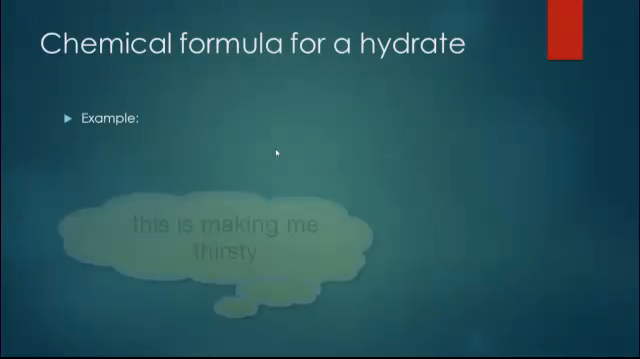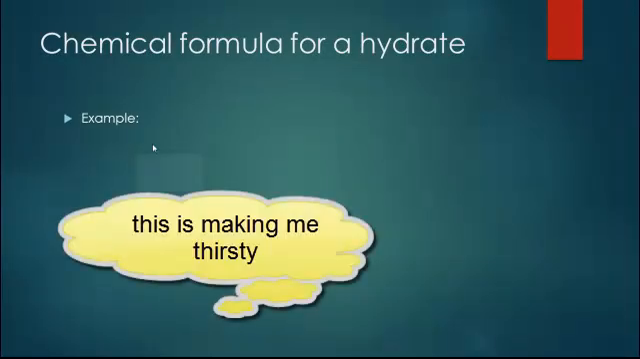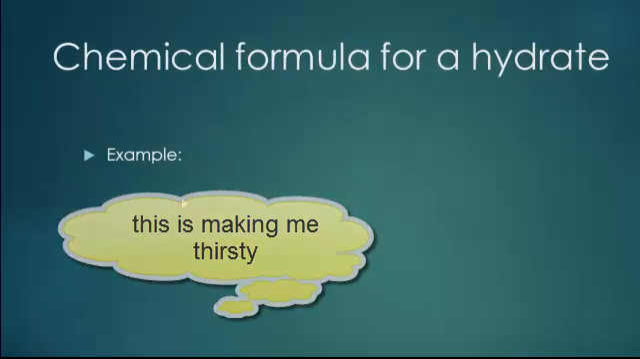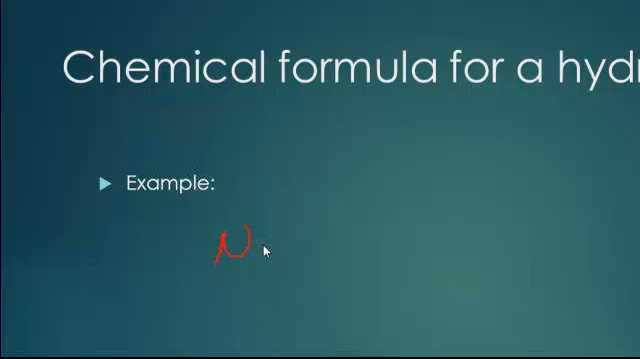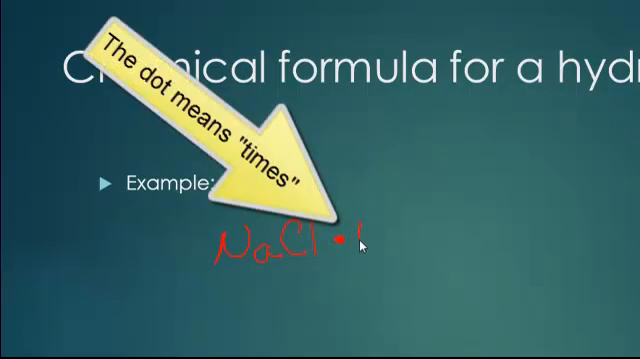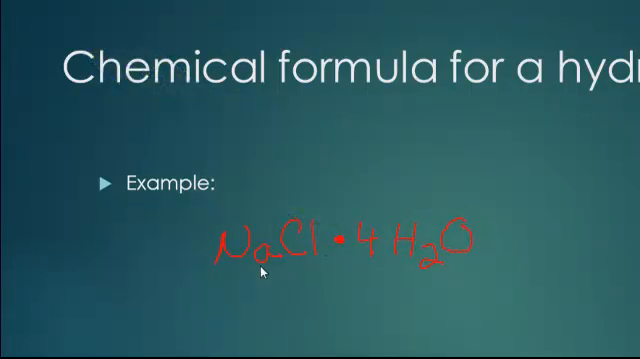So chemical formulas of a hydrate, well, they're pretty simple. It's just going to be a standard formula, and then you put water after it. So for instance, NaCl, which is sodium chloride, times 4H2O. That's a hydrate. It's just a regular ionic compound with water attached to it.